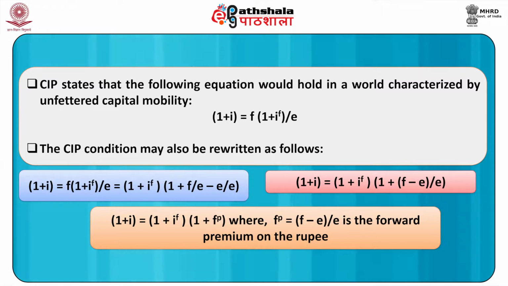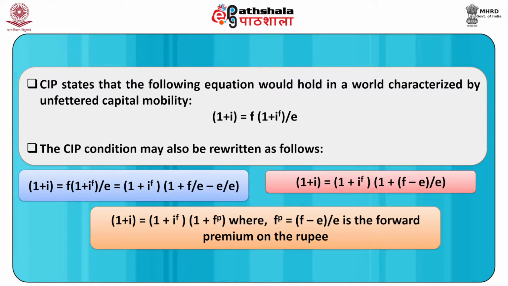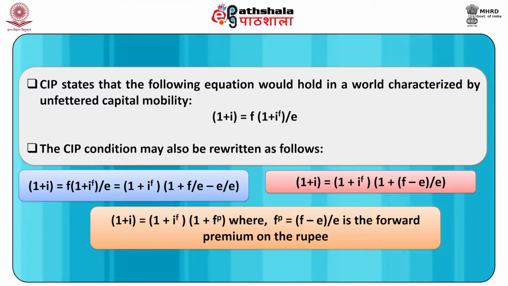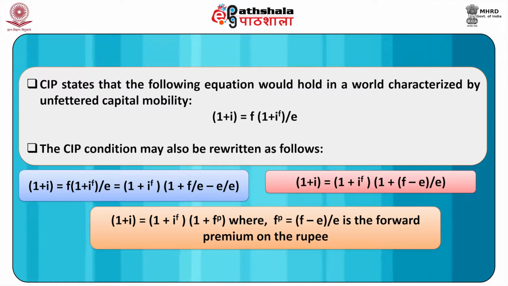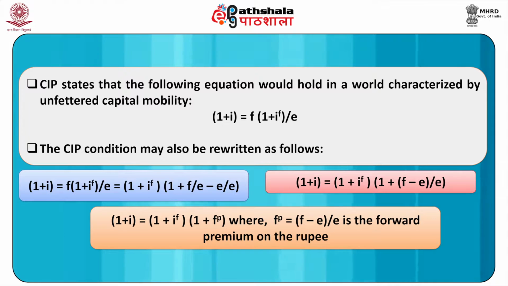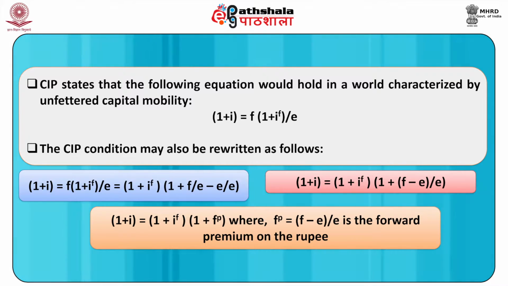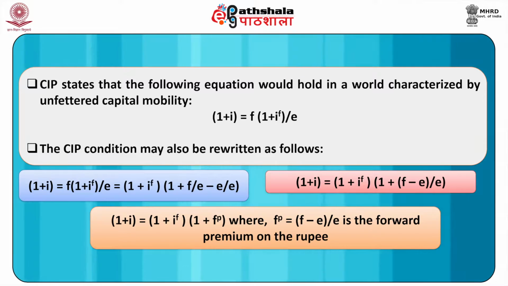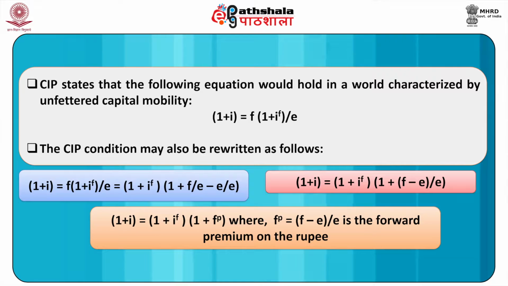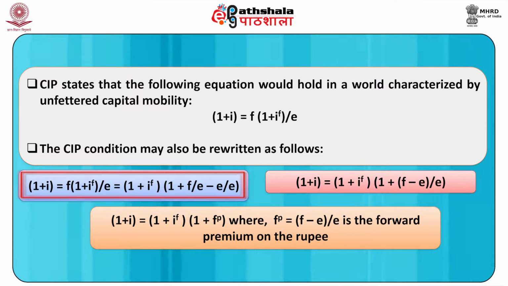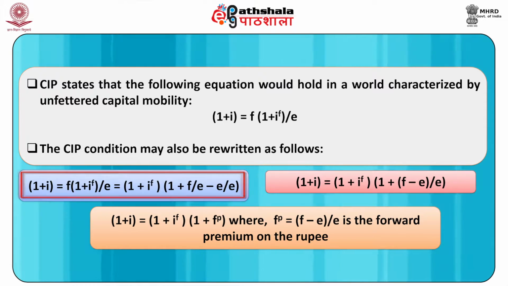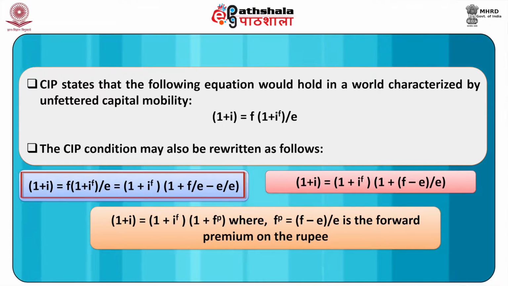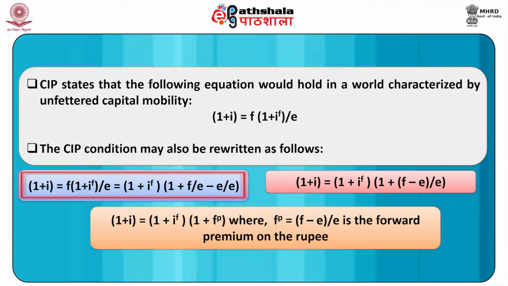In other words, the CIP represents an equilibrium condition with respect to international capital movements, and any divergence from it creates opportunities for arbitrage, unleashes capital flows and exchange rate movements that tend to restore equilibrium. The CIP condition may also be rewritten as follows. 1 + i = F(1 + i^f)/E.